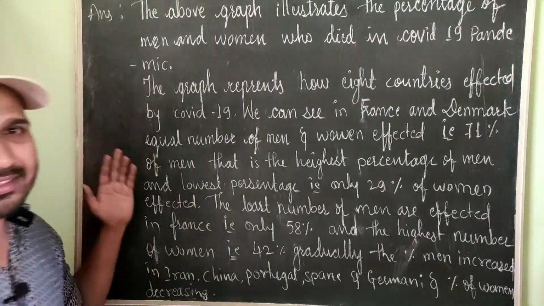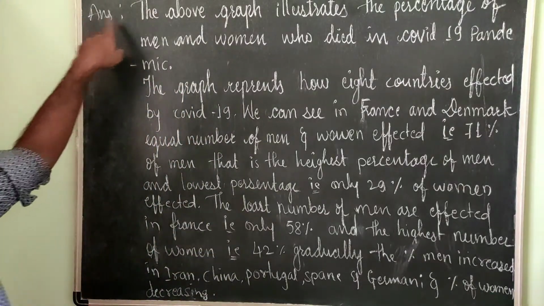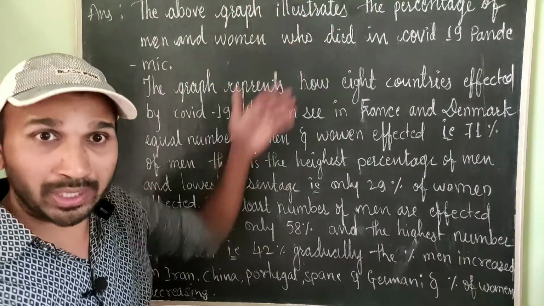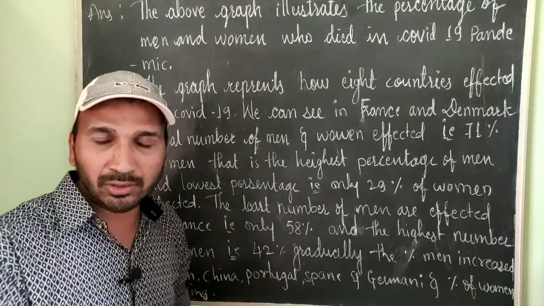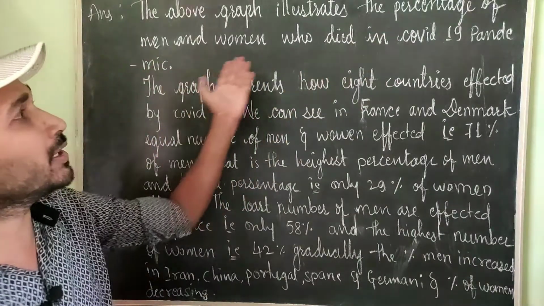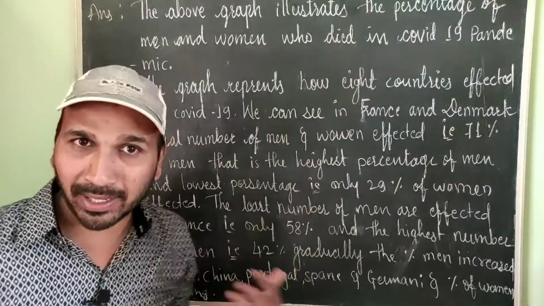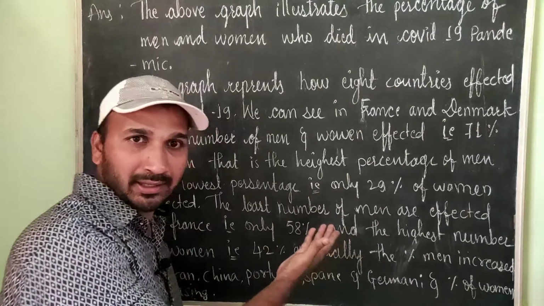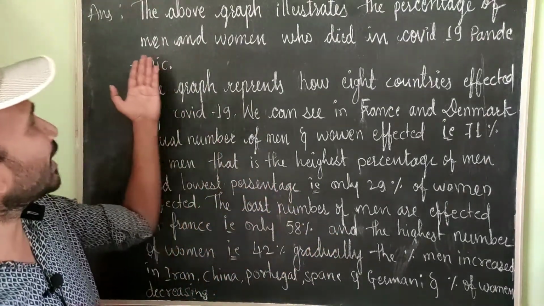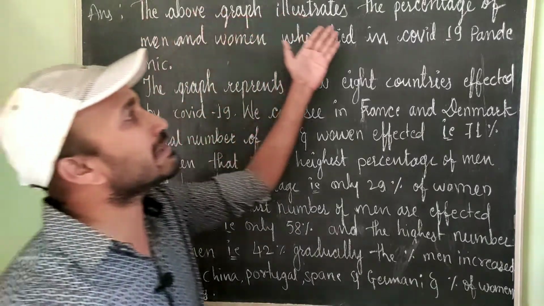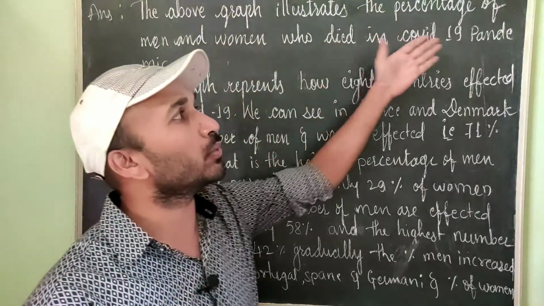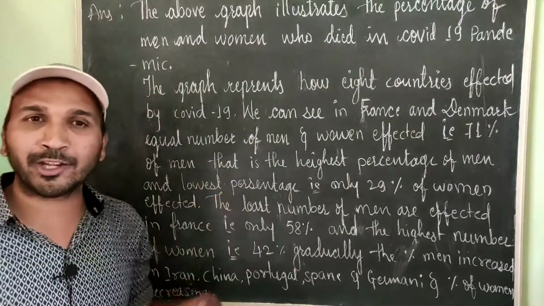I have written the answer here, you can check it out. The above graph, or you can write above bar graph, illustrates what it is showing. In the question we can see what it is showing: the percentages of the men and the women who died in the COVID-19 pandemic. That is what we are going to write. The above graph illustrates the percentage of men and women who died in the COVID-19 pandemic. So it is our introductory paragraph.